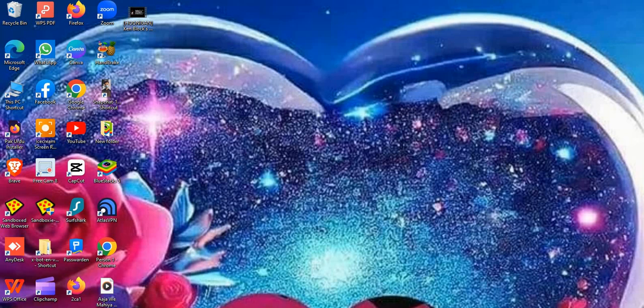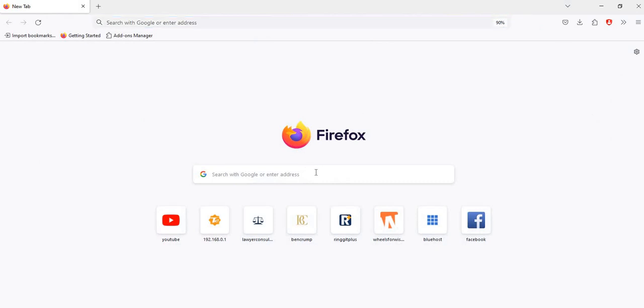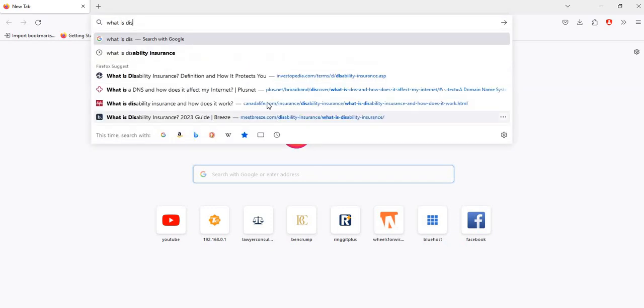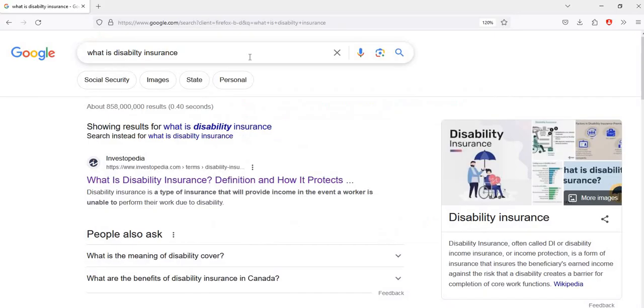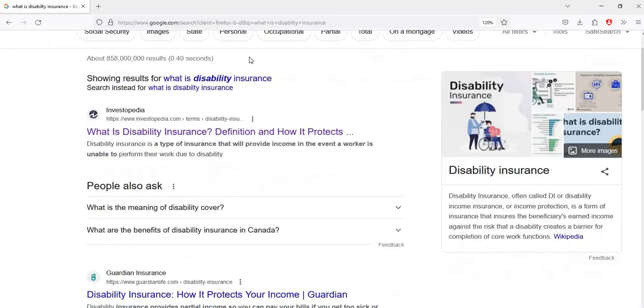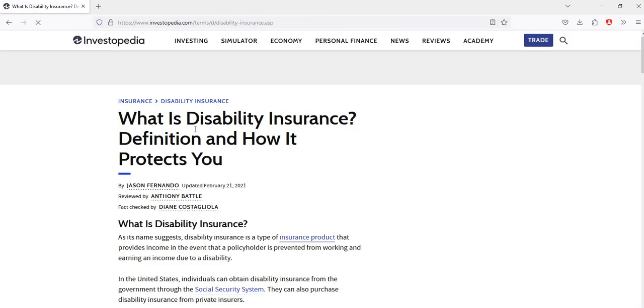First of all, click on your browser. When you click your browser, this page will be opened. Click in the search bar and search what is disability insurance. When you search, the website page will be opened. Scroll down and click on this website, what is disability insurance, the definition and how it protects you. When you click this website, the page of what is disability insurance will be opened.